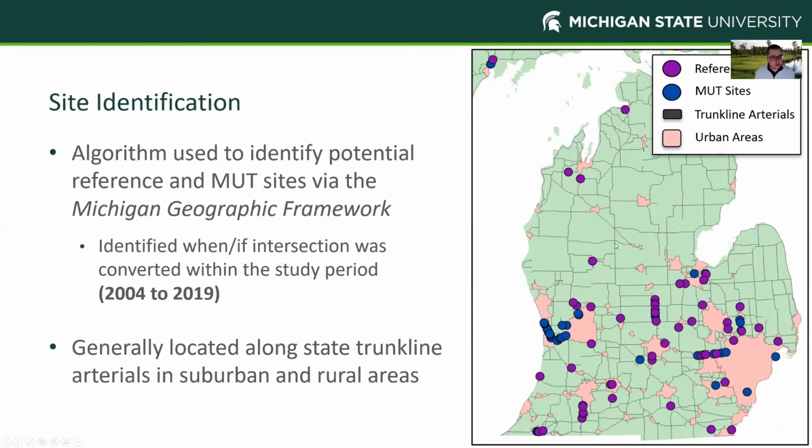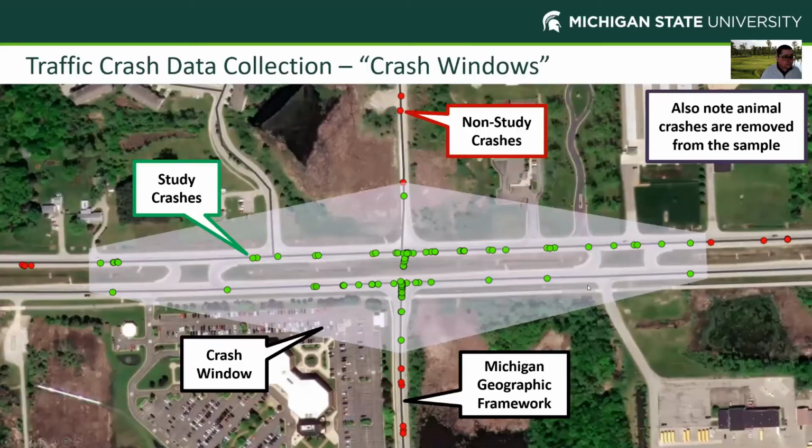Just in terms of where these are located, generally they're located along the state trunk line, arterials, and suburban and rural areas. So you can see most of them are kind of in the area where we're going from an urban area out into, you know, getting more rural. So it's sort of a mix of rural and suburban land uses where you often see these.